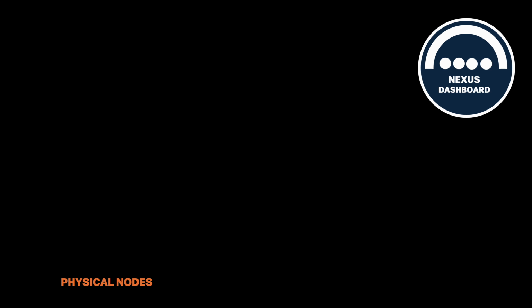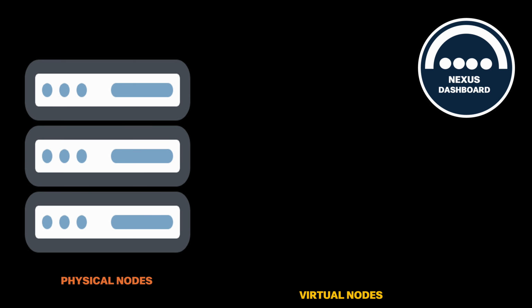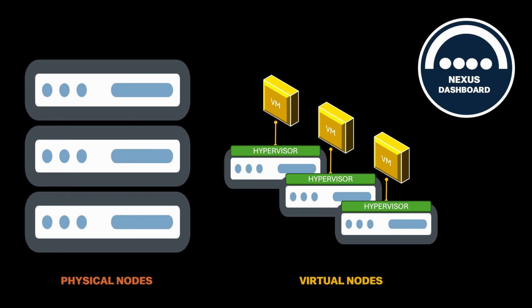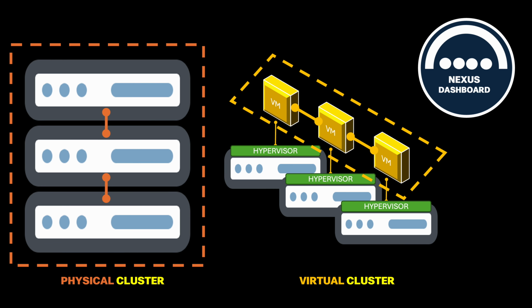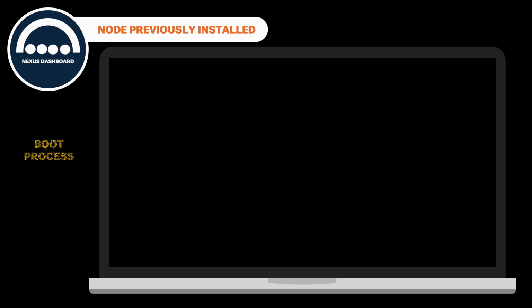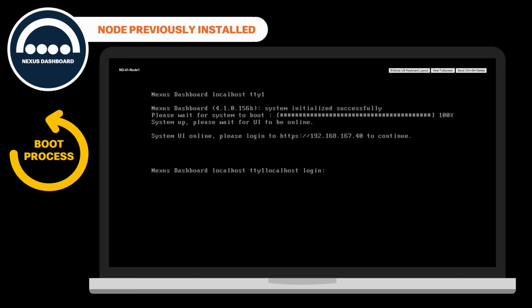In this video, we will create the Nexus Dashboard 4.1 cluster using the nodes we configured in the previous videos. Once we start the physical nodes or the VMs, we must wait for them to complete the boot process until they display the following message: System Interface Online, Login at HTTPS, followed by the IP address we configured earlier, to continue.